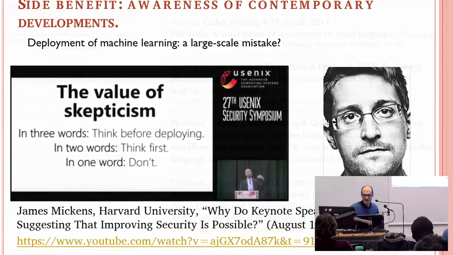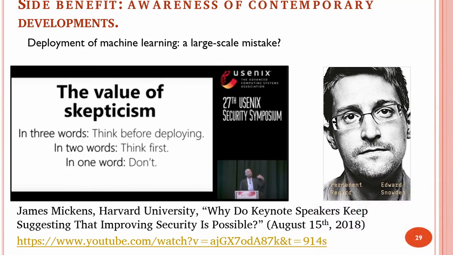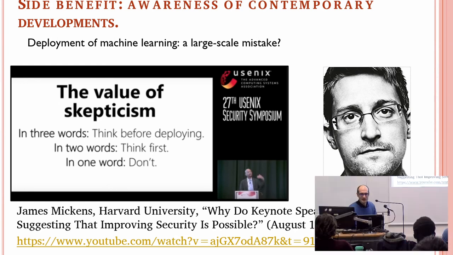So basically, this is most of what I want to say, most of what we have to do for now. But I wanted to emphasize that it's an interesting process. And I think there's a side benefit for us as citizens, that we can get awareness of contemporary developments.